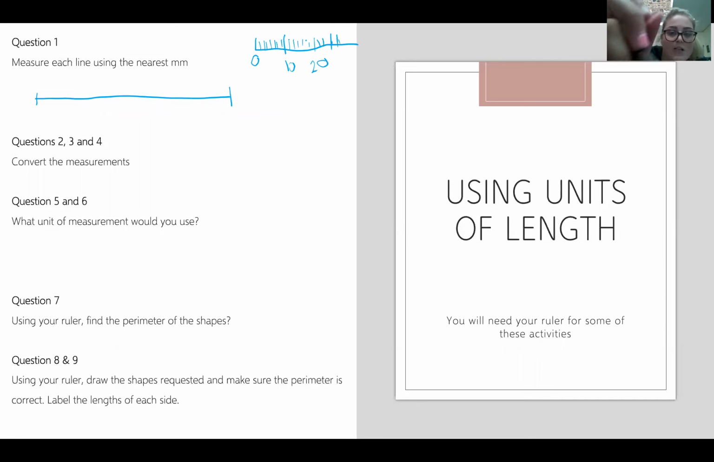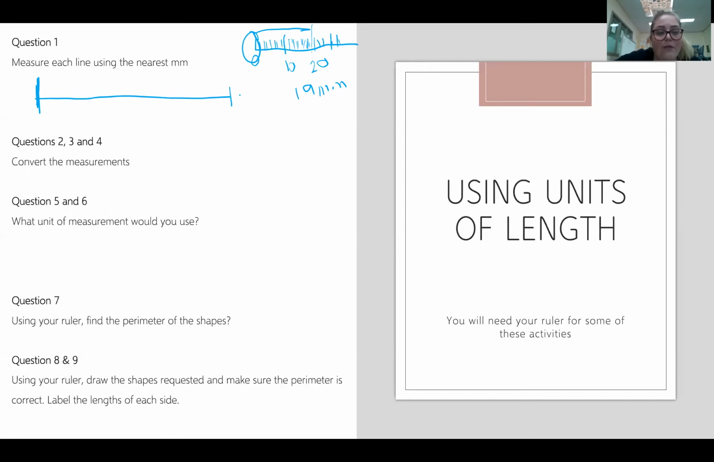okay? So just say my line comes up to here, let me just draw these all in. All right, so we'd have 1, 2, 3, 4, 5, 6, 7, 8, 9. So it's not quite at that, so it'd be 19 millimeters. Okay. And we need to make sure that the 0 point, the very end, is at one end, and we're going to the point. Okay, so you need to use your ruler to measure the lines.